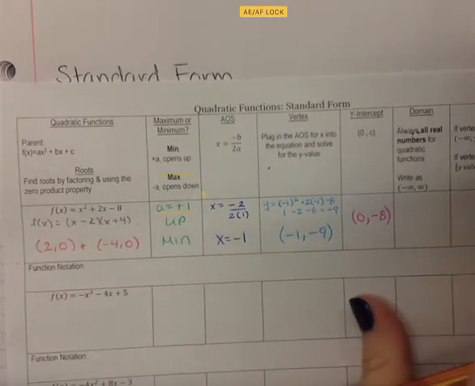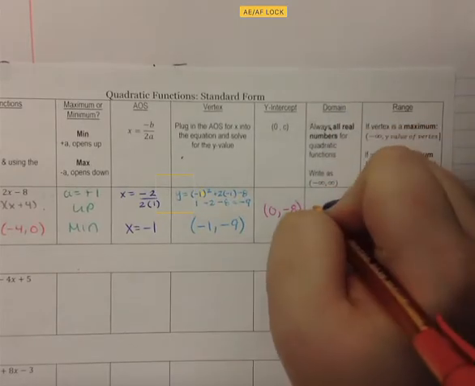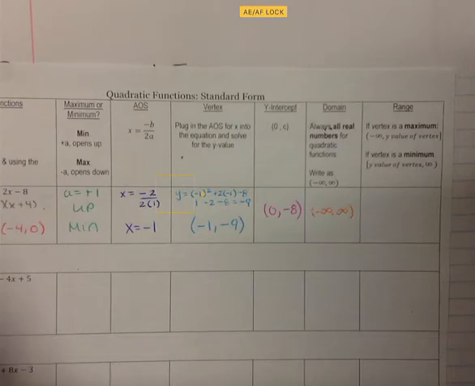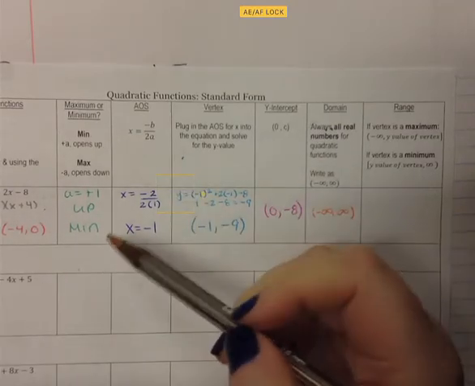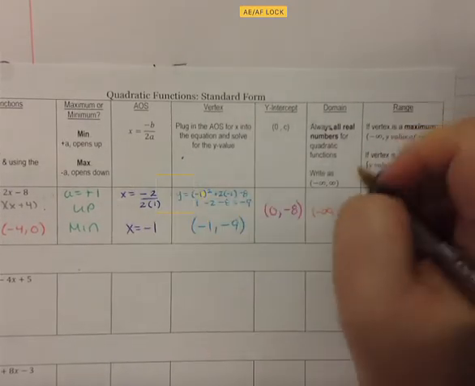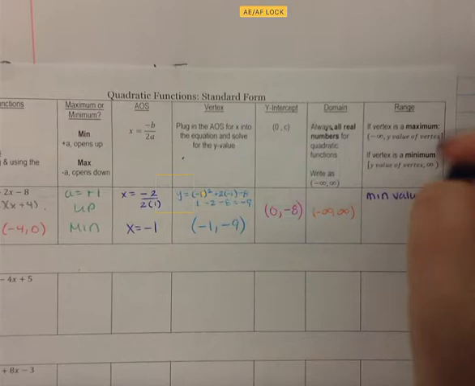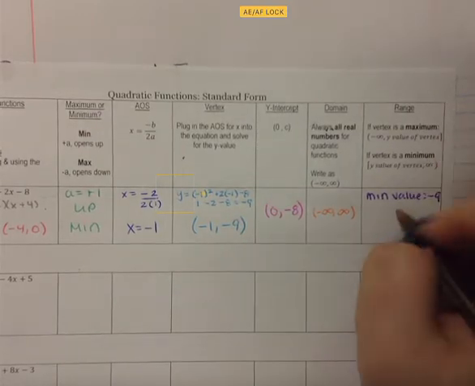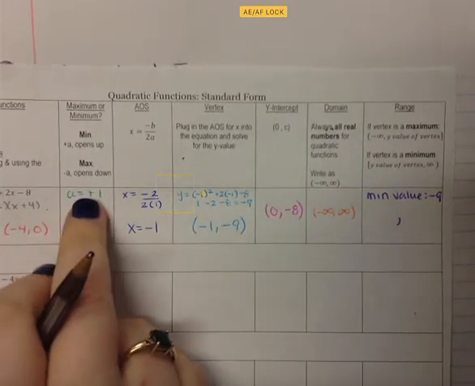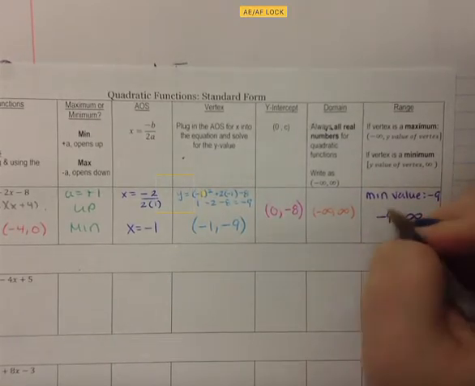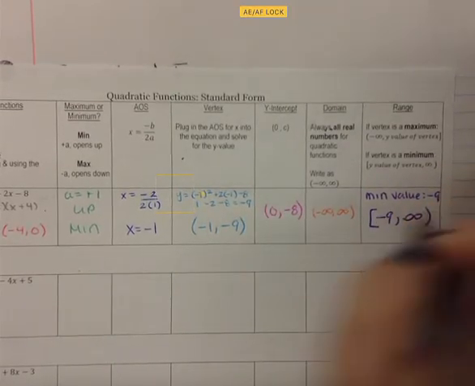All quadratics should have the domain as negative infinity to infinity. And then your range, we need to find if it was a minimum or maximum. It was a minimum, so we have a min value. It's still the y value of our vertex, which is that -9. A was positive, that means we're going to have a positive infinity. And our -9 is on the left. Close, open bracket.